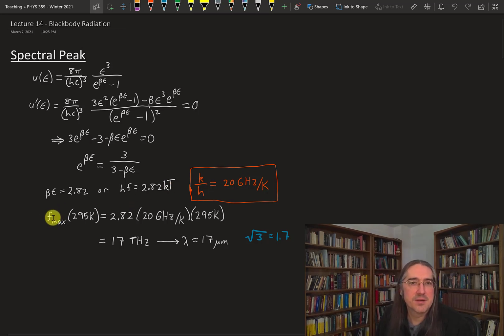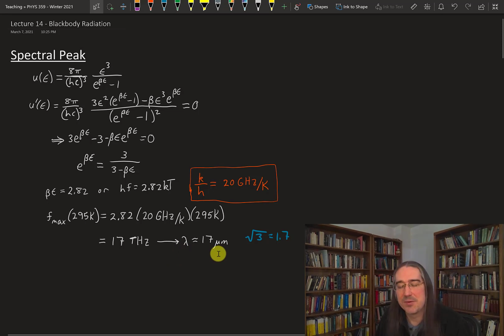And okay, we can do the calculation a little more carefully. f max at 295 Kelvin, what we're calling room temperature, though admittedly you may not keep your room at quite that temperature. 2.82 times our k over h, 20 gigahertz per Kelvin, times our temperature, multiply it out. This is 17 terahertz. And 17 terahertz turns out to be 17 microns in wavelength.